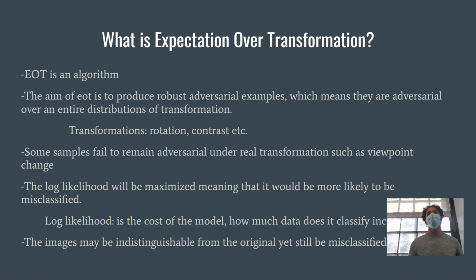It's to create more robust adversarial examples or images, inputs, over a distribution of transformations. Distribution because there's a lot of inputs, and these inputs are changed through transformations like rotation and contrast. We want to maximize the log likelihood, which is essentially how incorrectly this image is classified. We want to make that gap wider.